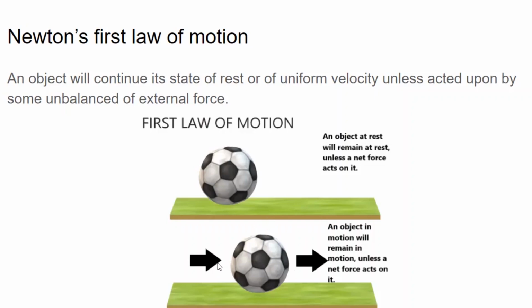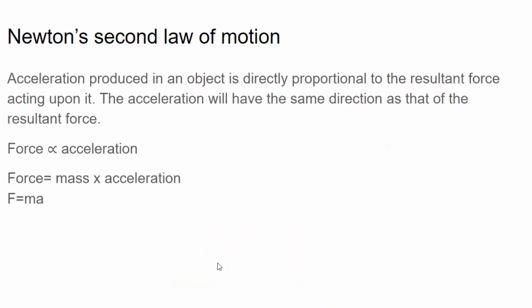Rather, it's obeying the second law of motion, which is that acceleration produced in an object is directly proportional to the resultant force acting upon it. And the acceleration will have the same direction as that of the resultant force. So while the mass is constant, force is directly proportional to acceleration, and we can recall the formula: force is equal to mass times acceleration.